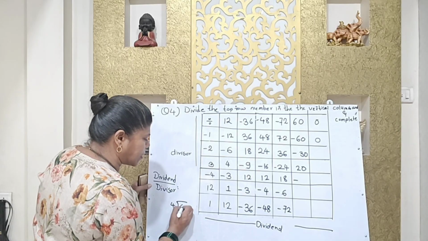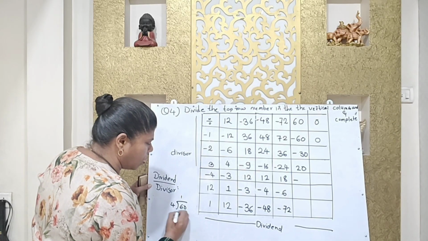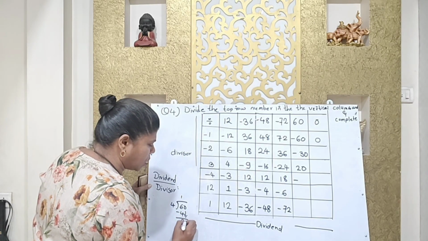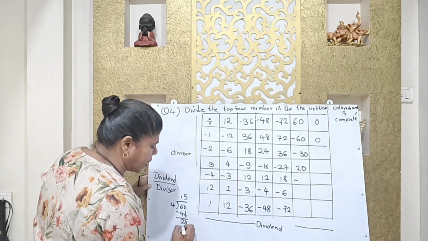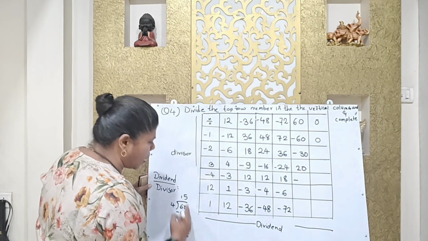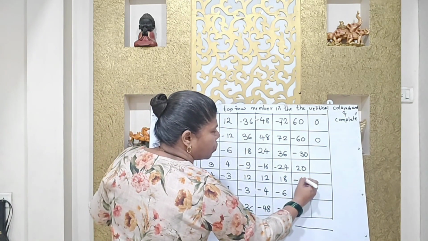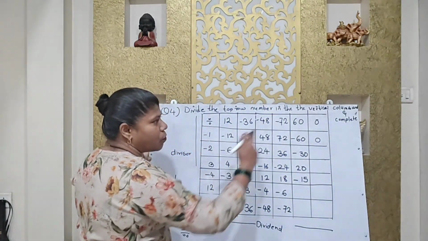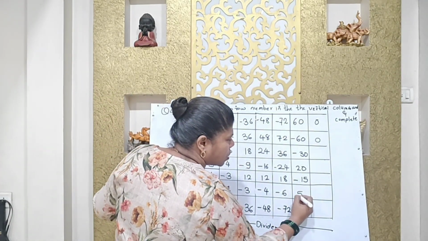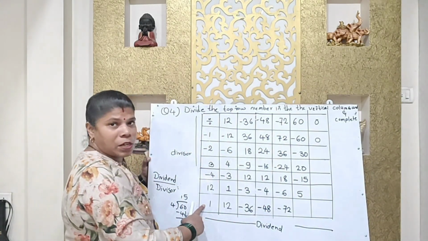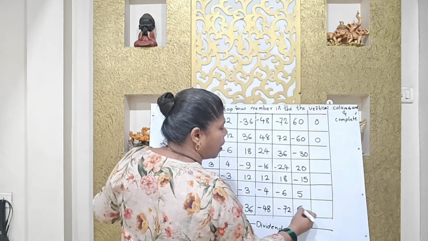4 divided by 60. 4 1s are 4. Remain 2. You take 0. 2 5s. 4 5s are 20. Answer will be 15. 12 5s are 60. Both are positive. Answer will be 5. Number divided by 1, answer will be that number only.